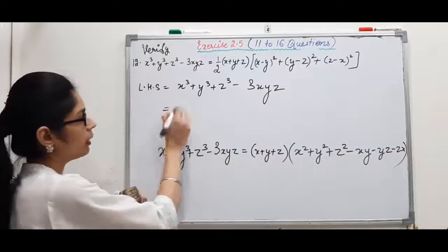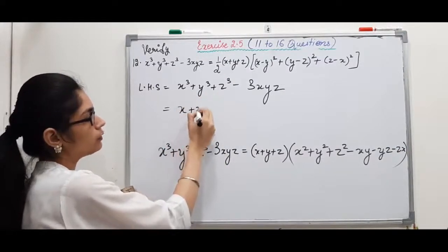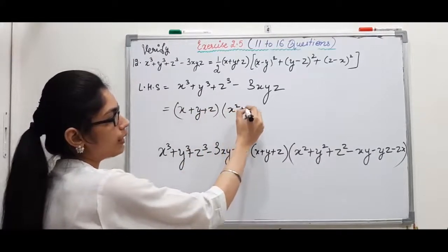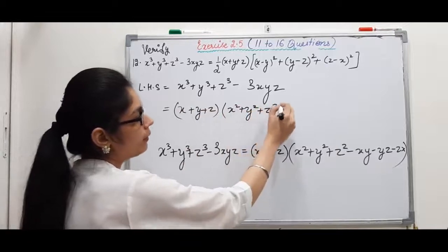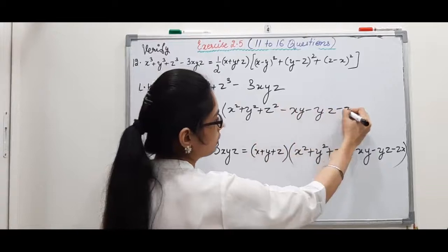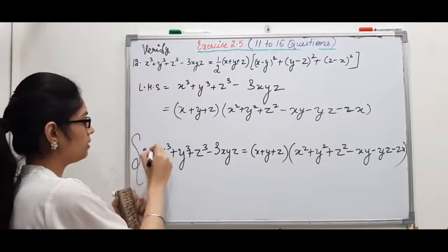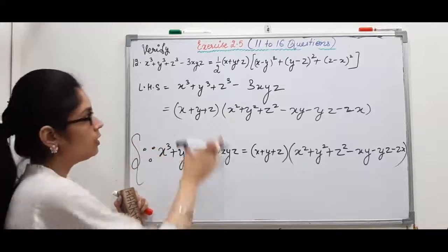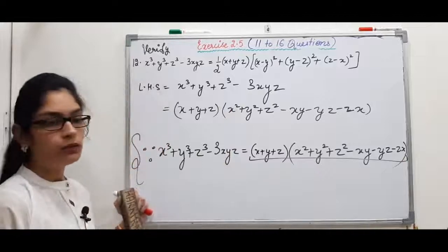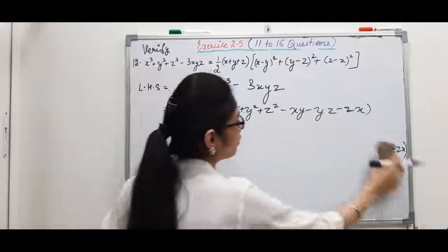So let's write it down. Directly we can write the left hand side is equal to x plus y plus z into x square plus y square plus z square minus xy minus yz minus zx. You can mention the reason: because of this identity. So the left hand side is equal to this expression. Now let's do the right hand side. Let's find out the value of the right hand side.